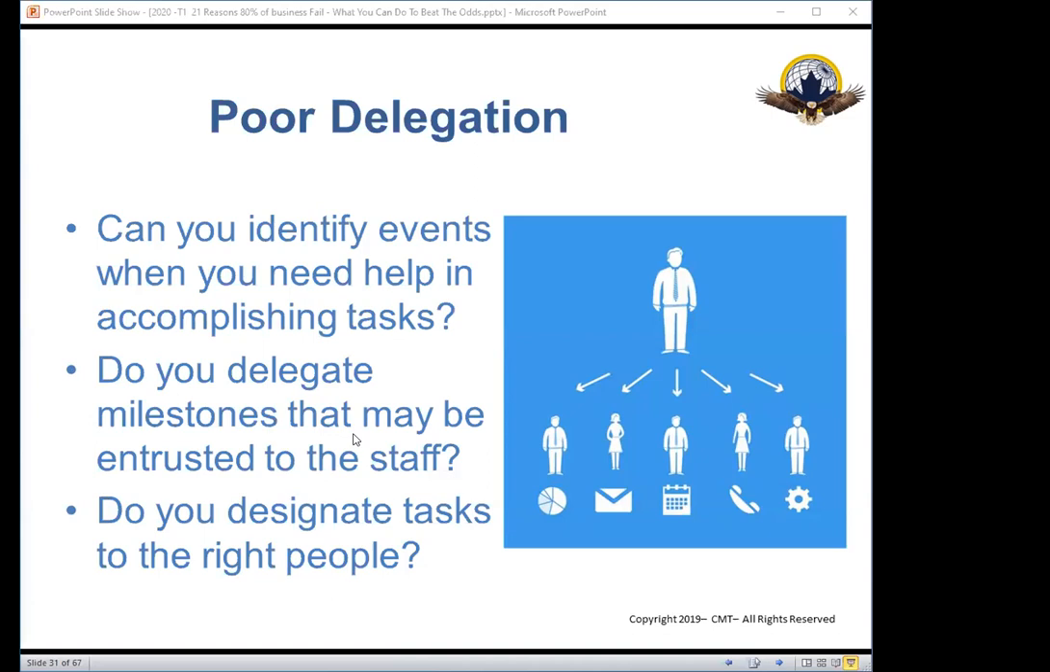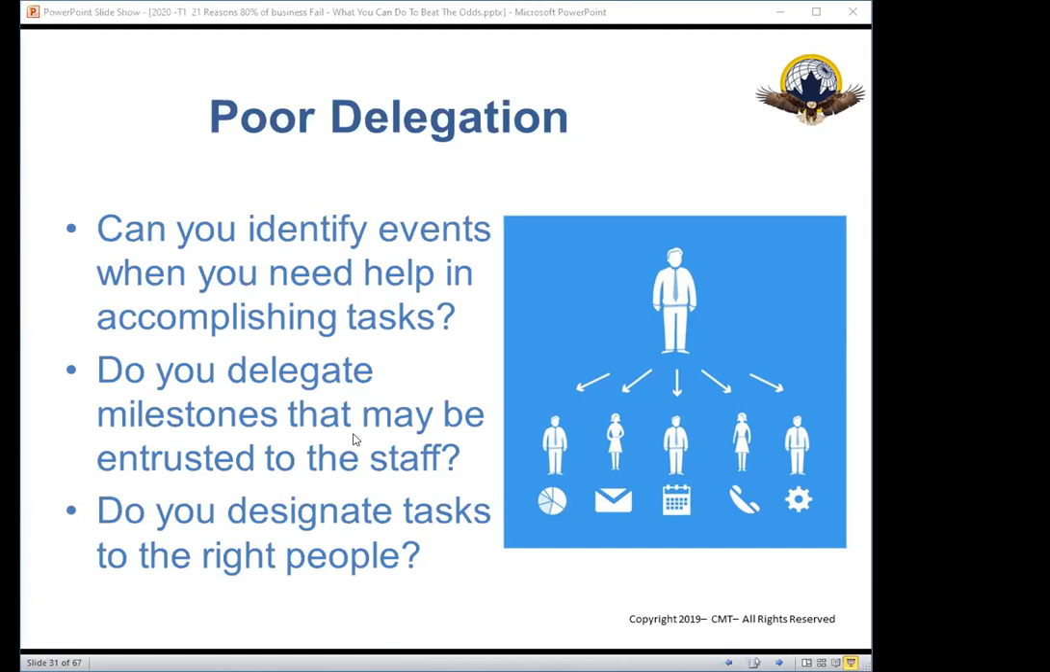So do you delegate milestones that may be entrusted to a staff member? I'm seeing more and more of the people that I work with doing exactly that with their employees, and it's working, guys. And do you designate tasks to the right people? Right? You got to identify what some people can do and what some people cannot. And there has to be consequences. So I had a contractor, I had a deadline, and I said that if you don't meet this deadline, then we won't ever use you again. That's it. It's not going to happen. It has to be done that way.